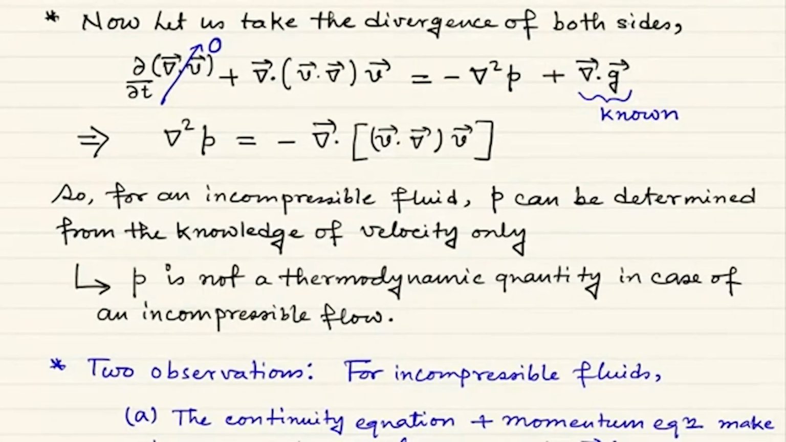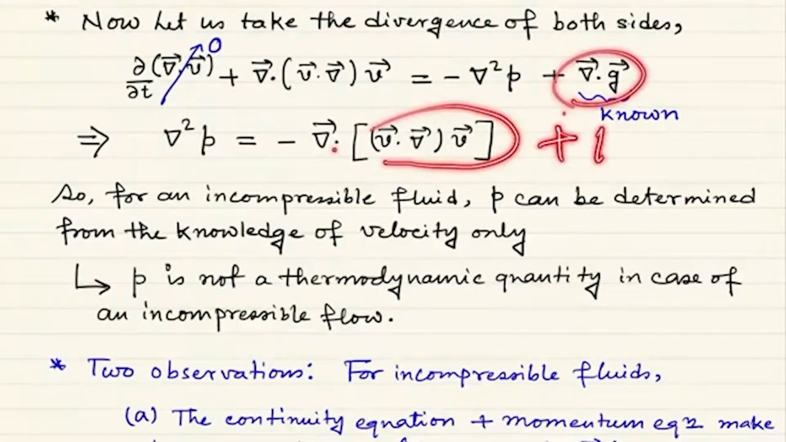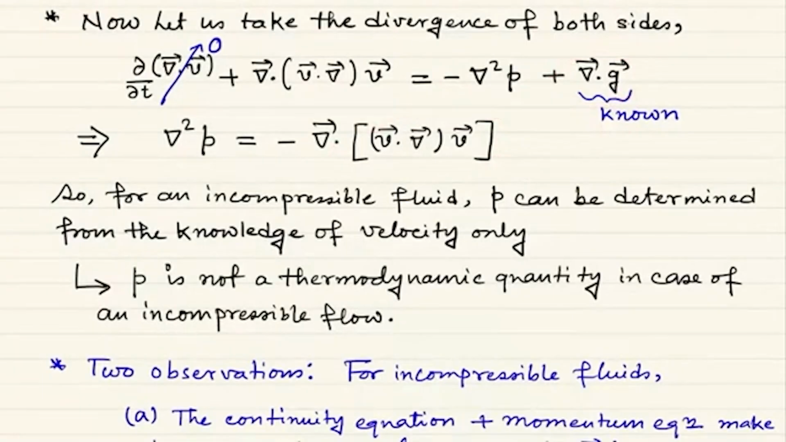Now what is not known? This one. Laplacian p is equal to minus divergence of this advective term. If this is known, this is nothing but a constant, so we can forget that and say this one is equal to this one. And actually using some mathematical technique, you can always know P in case where V is known. So for an incompressible fluid, P can be determined from the knowledge of the velocity only.